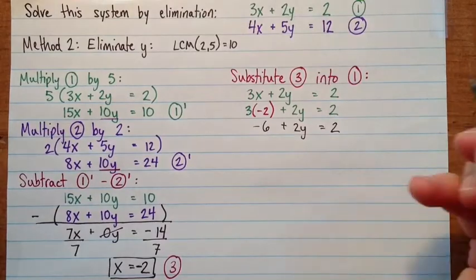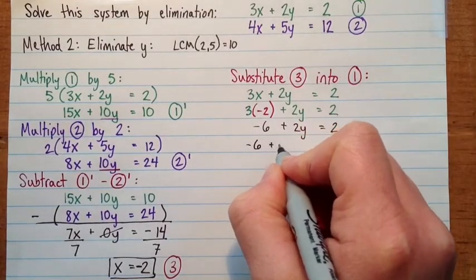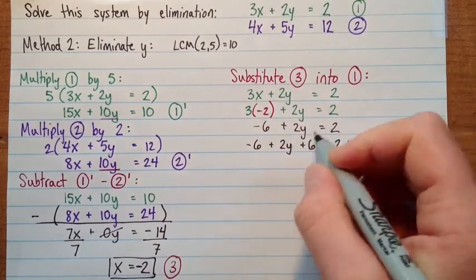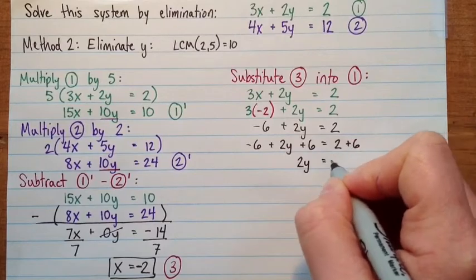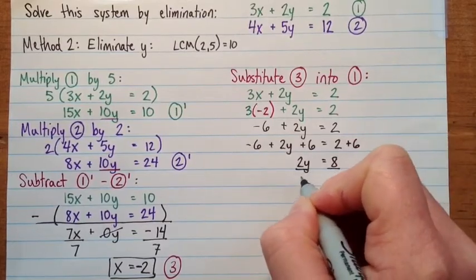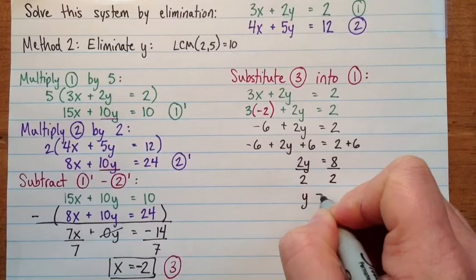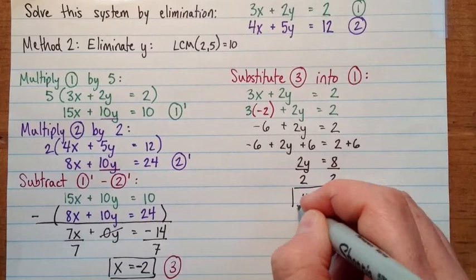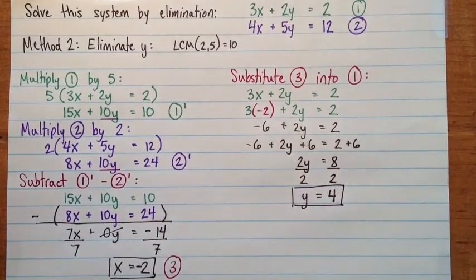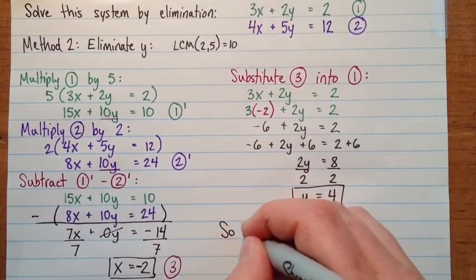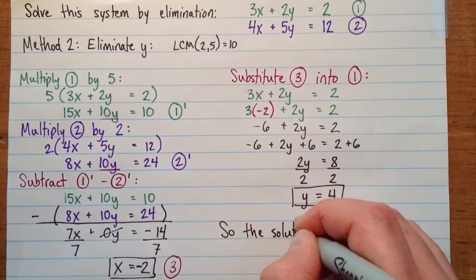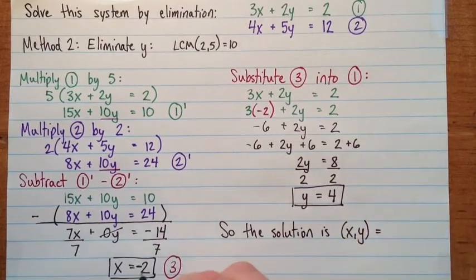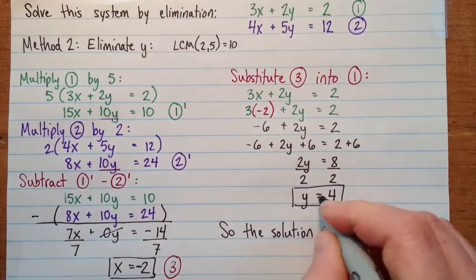And I'll add 6 to both sides. So I have 2y equals 8. And I divide by 2. And I get y equals 4. There we go. So we've solved it. So the solution is x, y is equal to, the x was negative 2 and y is 4.